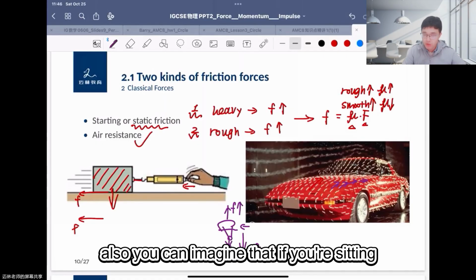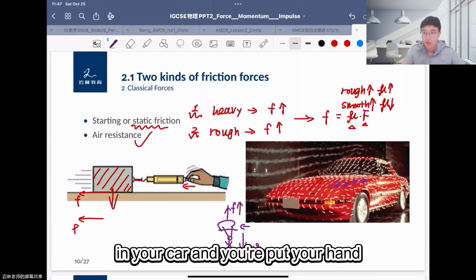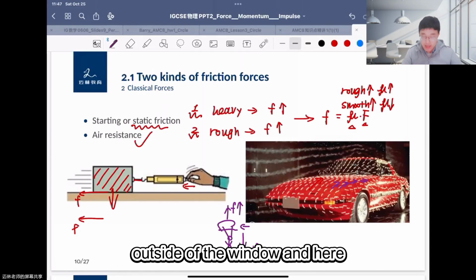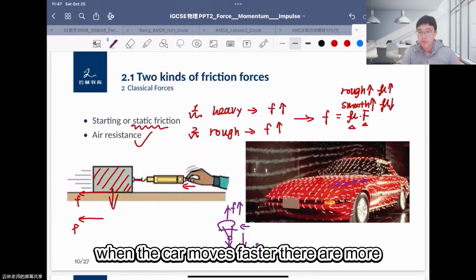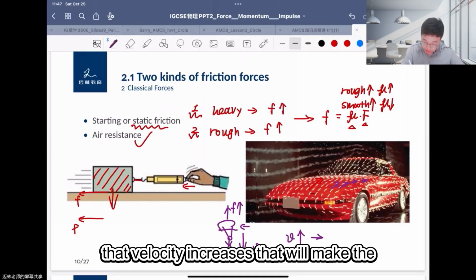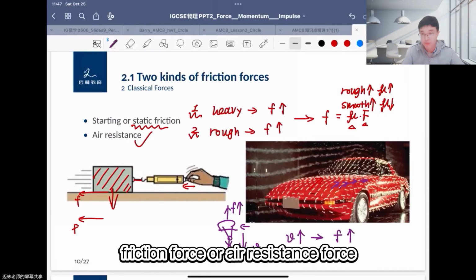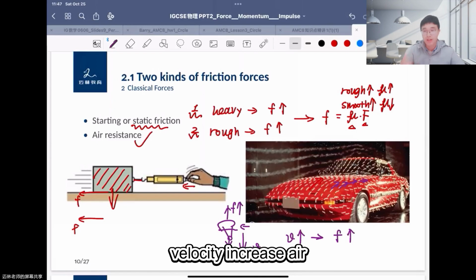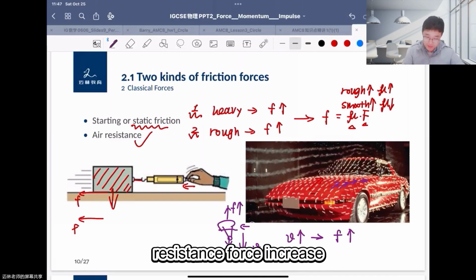You can also imagine that if you're sitting in your car and put your hand outside the window, when the car moves faster, more wind blows on your hand. So we can say that when velocity increases, the air resistance force increases.